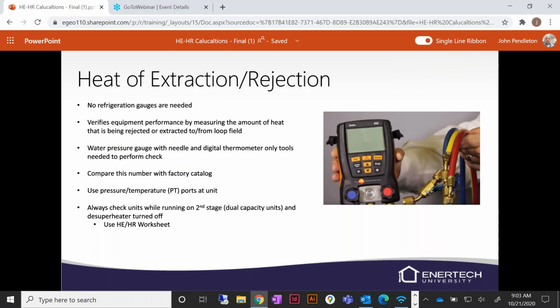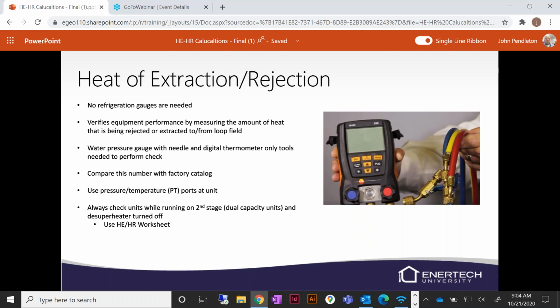So heat of extraction, heat of rejection is what we're going to cover today, and it's the same calculation. We're just trying to figure out what kind of heat we're pulling out of the loop field, or what kind of heat we're taking from the home and putting into the loop field. And it'll basically tell us, compared to the numbers that are in the manual, how that unit is running.